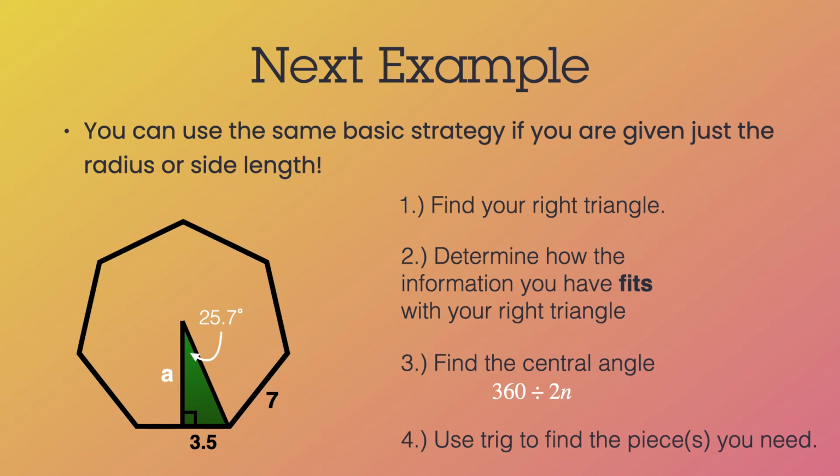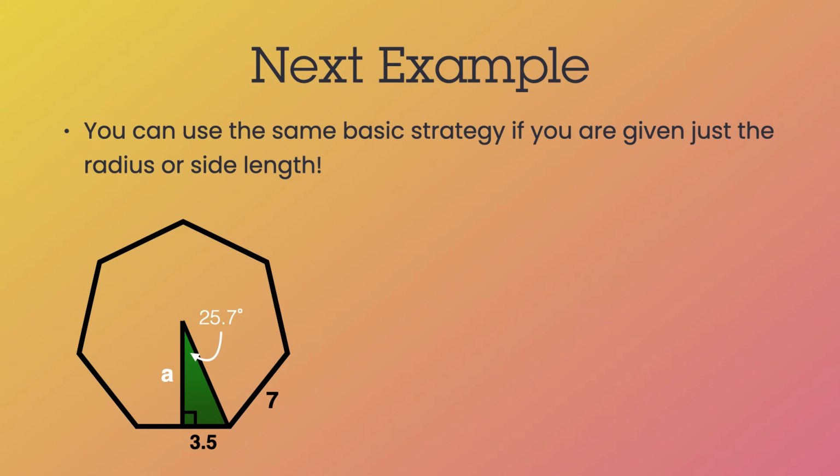So when we're looking at our little triangle here, we've got the opposite side is the 3.5. The adjacent side is the A, so we're going to use tangent again. We'll fill in our numbers. So tangent of 25.7 equals 3.5 over A, 3.5 being the opposite side, A being the adjacent.